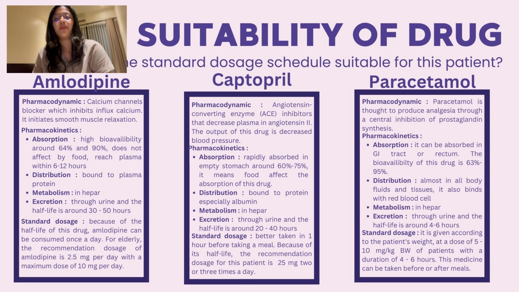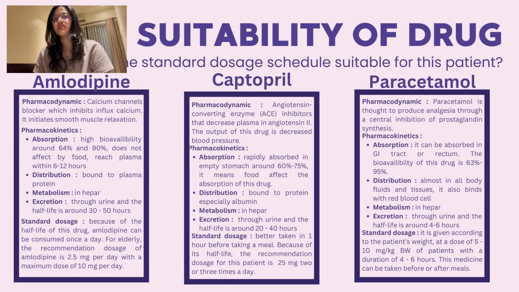Captopril is bound to protein, especially albumin. Captopril is metabolized in the liver, the excretion of captopril is through urine, and the half-life is around 20 to 40 hours. Captopril is better taken 1 hour before a meal, and because of this drug's half-life, the recommended dosage for these patients is 25 mg 2 or 3 times a day.